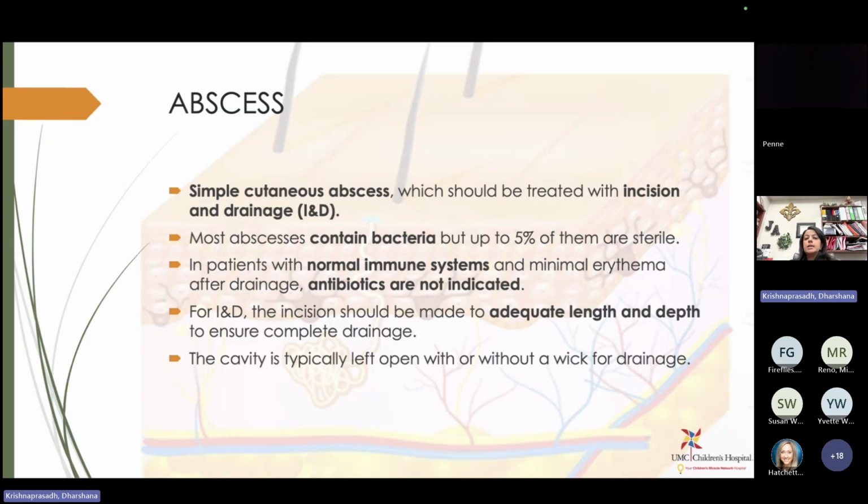Usually, I&D is necessary to drain the abscess. Sometimes the abscesses are sterile. Most of the time they contain bacteria. For I&D, you want to make sure you are doing adequate length and depth of the clearance. Sometimes you can get away without antibiotics, but sometimes we do an I&D and put the patient on antibiotics as well.